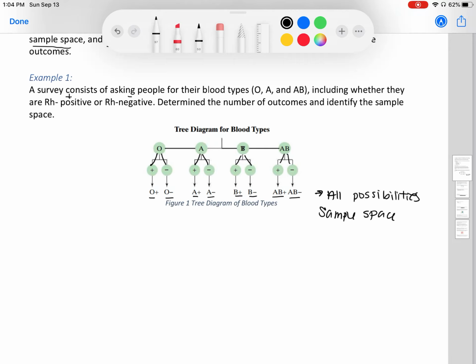So to answer your question, what is our sample space? It would be all of those answers. So we have O positive or negative, A positive or negative, B positive or negative, and AB positive and negative.